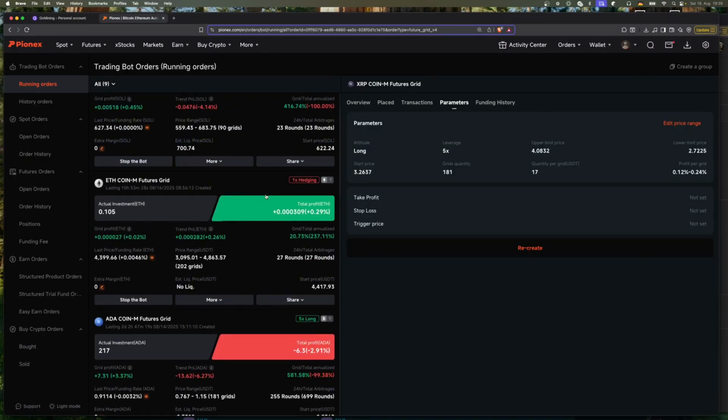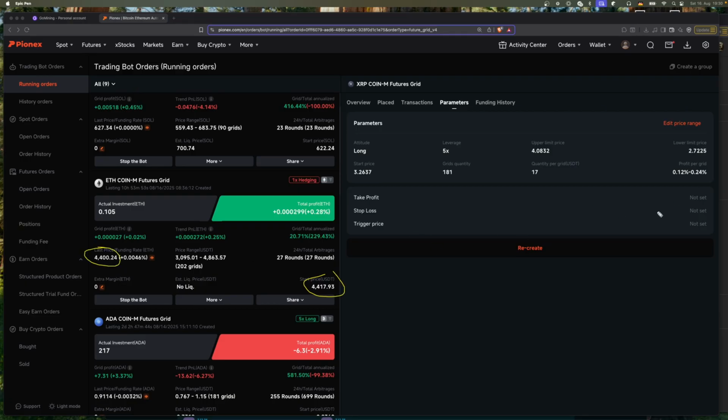So you can see here, this is the hedging bot. I put in 0.1 Ethereum because I was thinking with all the downward movement, we go a bit further down. And it's currently green in profit in the Ethereum section and red in the USDT section. If we are at the start at 4,417 and are now at 4,4.